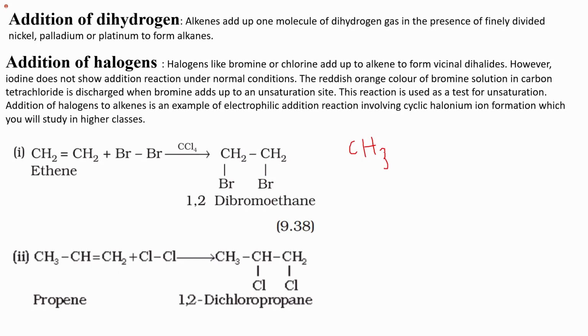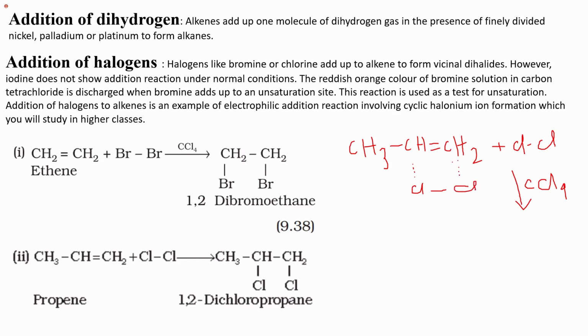So let's say we have taken a propene molecule, CH3, CH, and then double bond CH2. Now you have a Cl2 molecule, Cl, Cl. Now, in the presence of CCl4 or any other solvent, let's say CCl4, then what will you generate? One Cl will come here, another Cl will come here. So let's say this is a Cl.